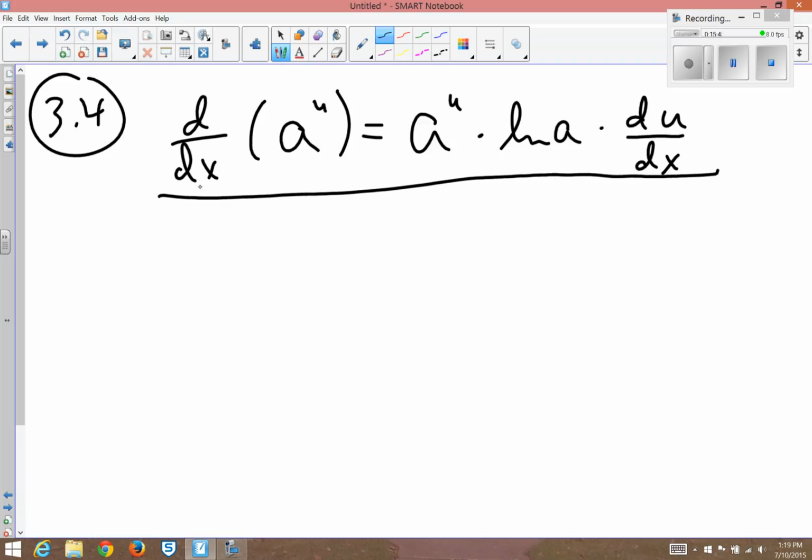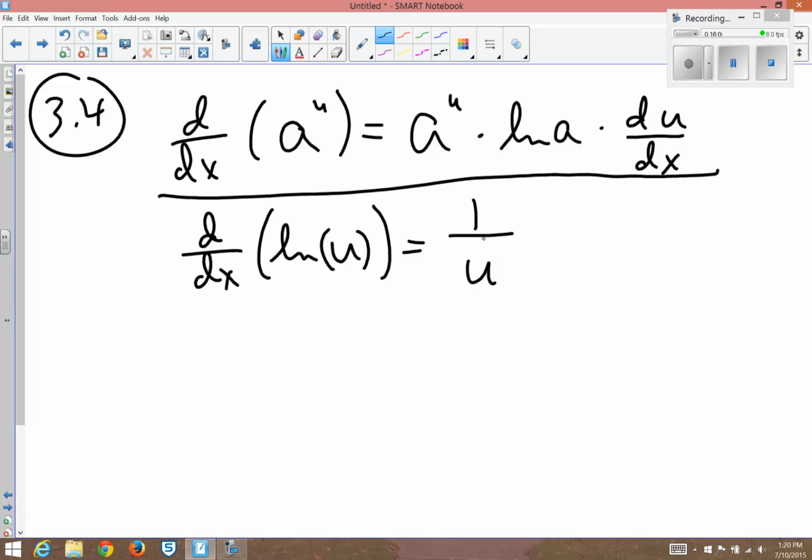And we also have mentioned this, the derivative of the natural log of something. By the way, this something here is usually in parentheses itself. The derivative of the natural log of u is 1 over u. That means 1 over whatever's inside these parentheses, times the derivative of u with respect to x.